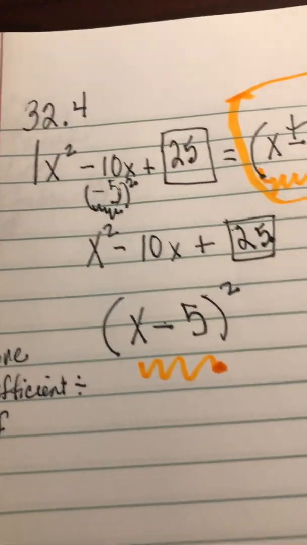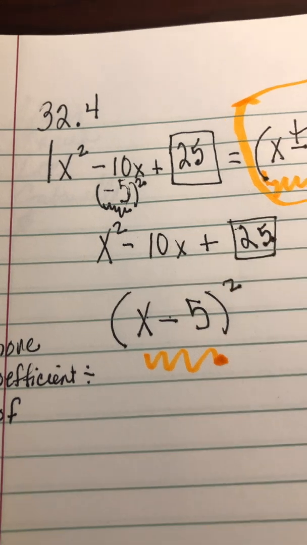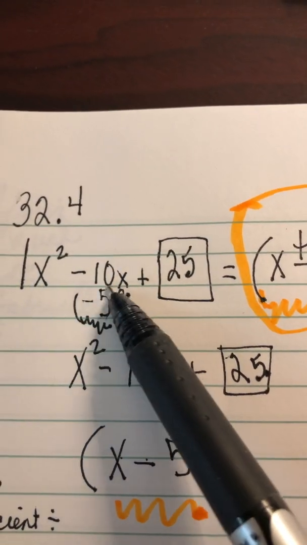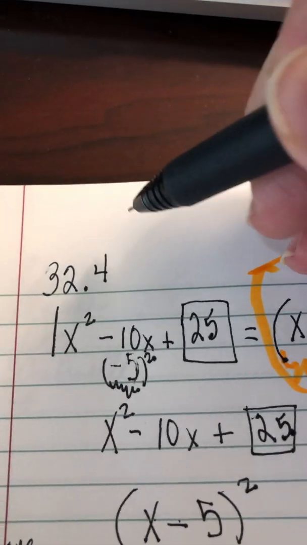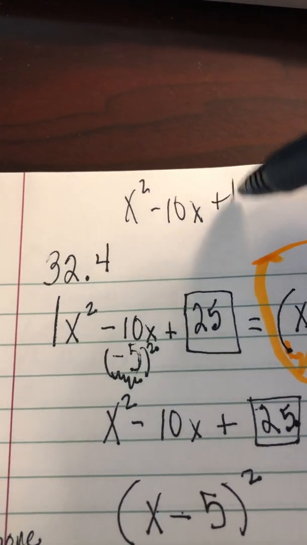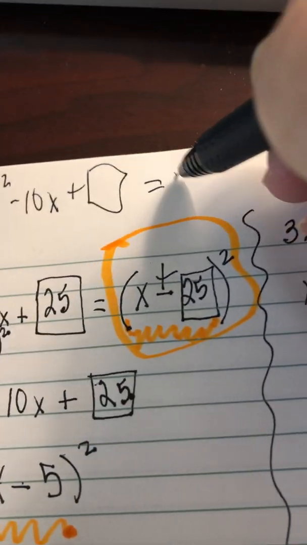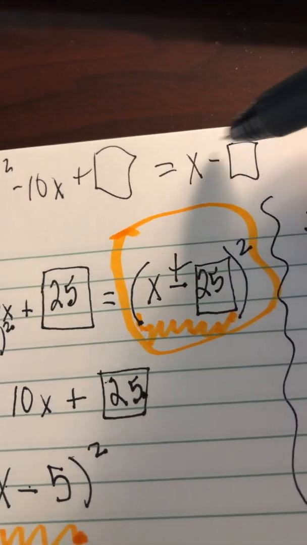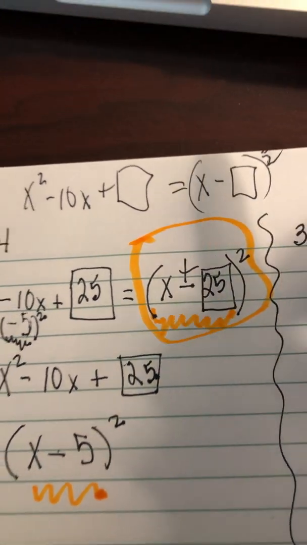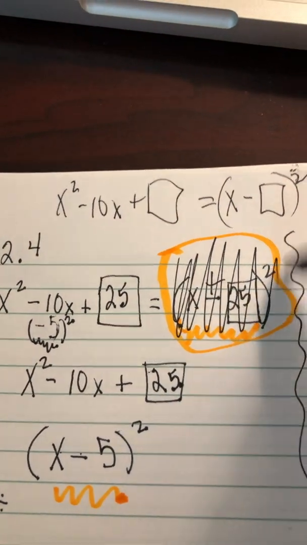Okay, so for completing the square in 32.4, they start you off with this: x squared minus 10x plus some number equals x minus some number squared. And I don't like that they put this part over here like that.